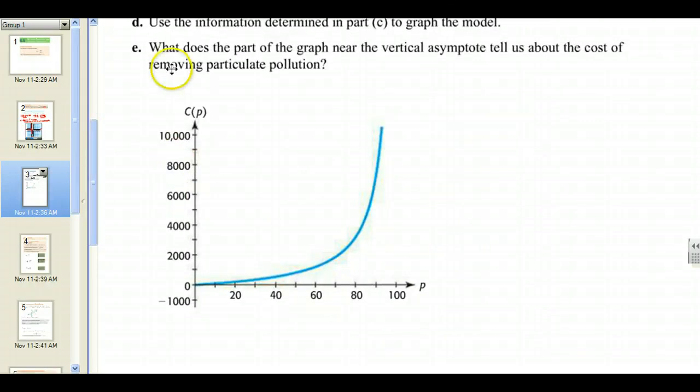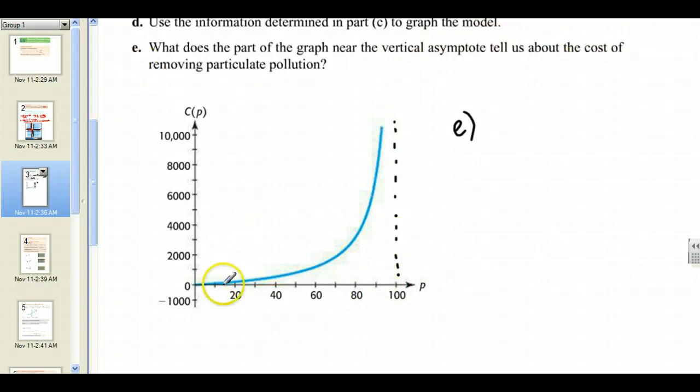Alright, now what does the part of the graph near the vertical asymptote tell us about the cost of removing pollutant? So what it's asking in part E, again, here's our vertical asymptote. It's saying, what is the part of the graph near the vertical asymptote as we come across this way? Tell us about the cost of removing the pollutant.